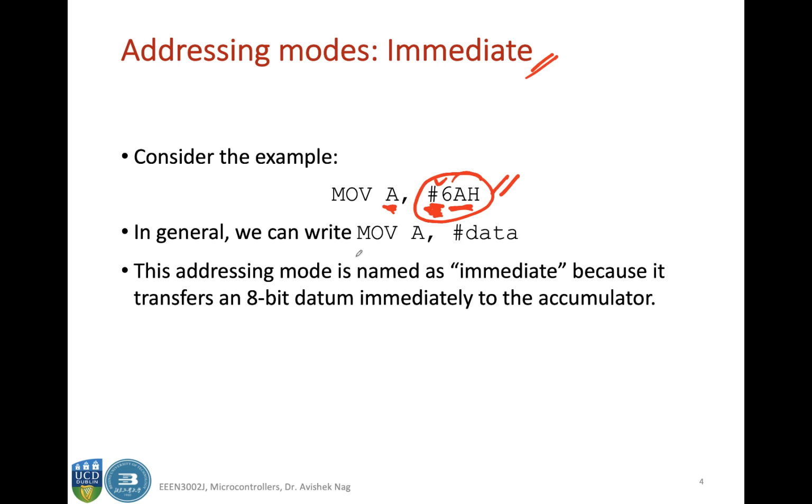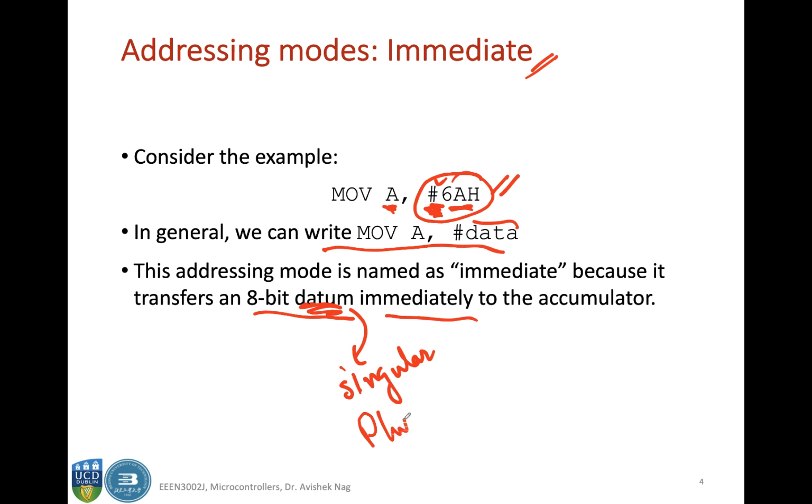So this is the general way to write this. This can be any data preceded by a hash symbol, and this addressing mode is named immediate because it transfers an 8-bit data immediately to the accumulator. Note that we have used the term datum here. Datum is singular. The plural form is data, which we always use. There are usually lots of data, so it is used in the plural form. In case you are confused with this term, this is the singular of data. So this is your immediate addressing mode.